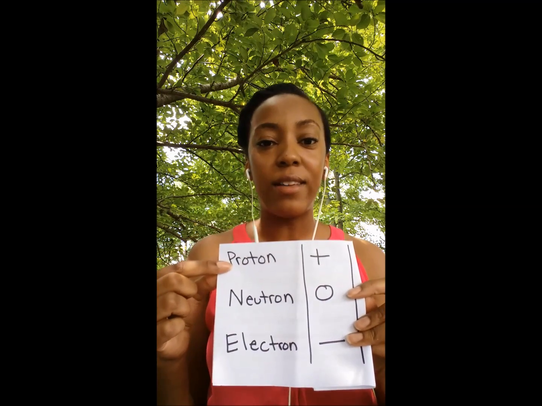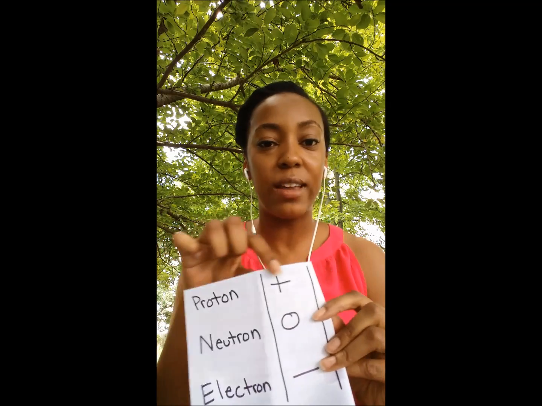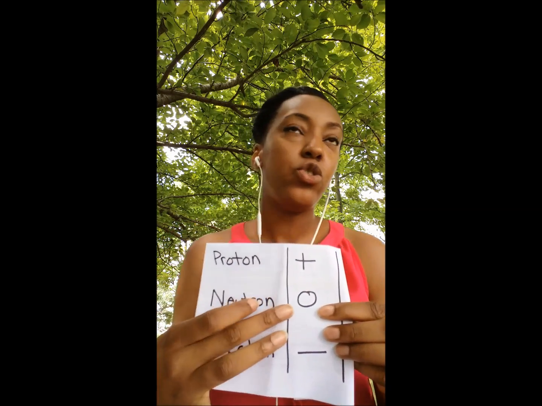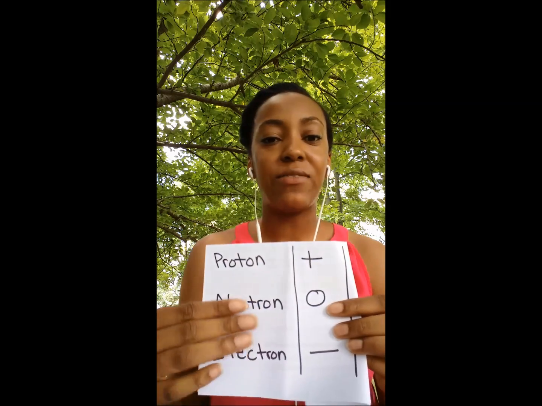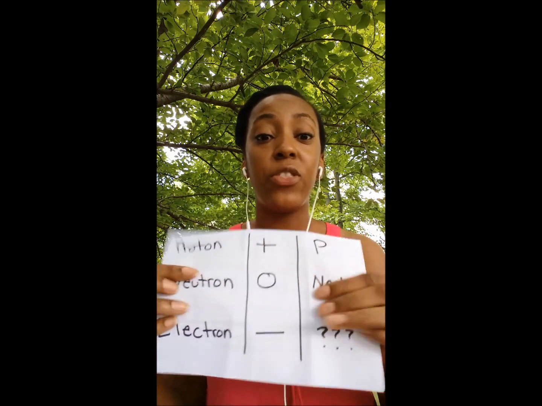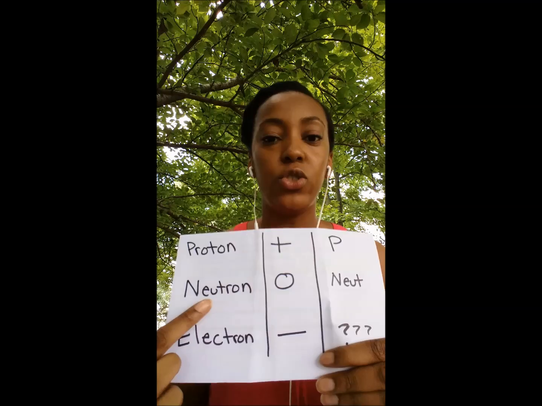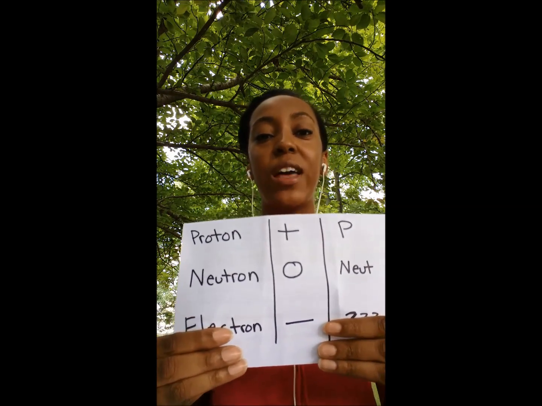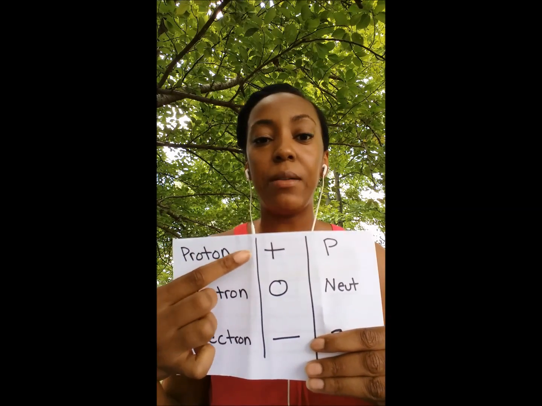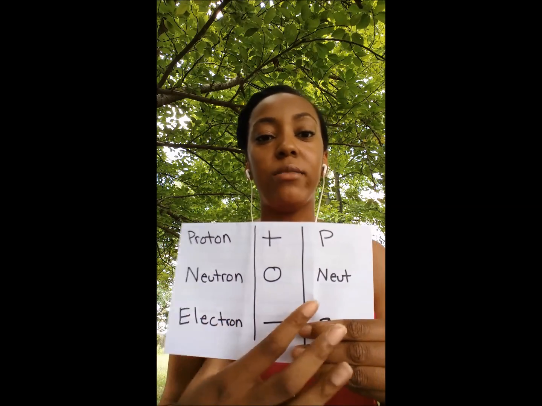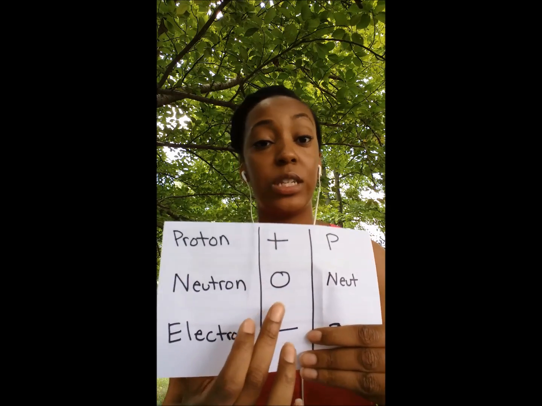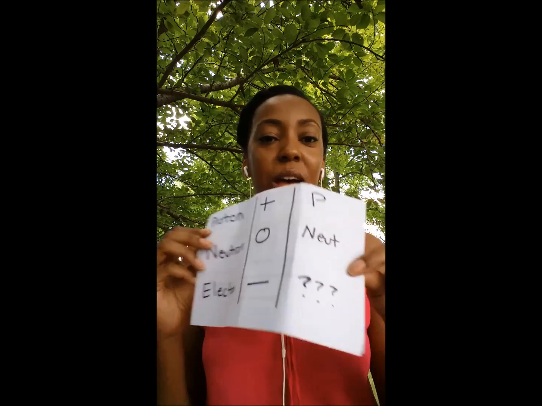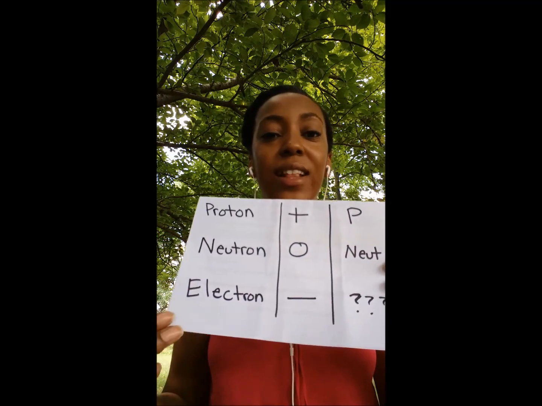So the proton has a positive charge. Proton, P. The neutron has a neutral charge, 0, so it's not positive, it's not negative, it is neutral. The way that I remember them is that neutron and neut sound the same. So if you kind of guess them out, proton, P, positive, versus neutron, neutrally charged. The last one does not have a fancy, funny mnemonic, and that's why I have some question marks here. And the last is the electron.